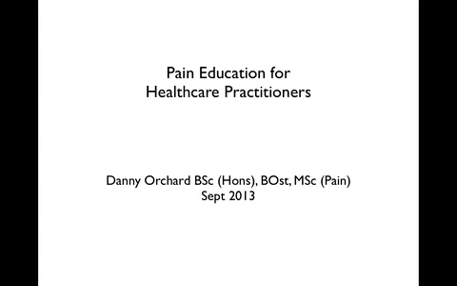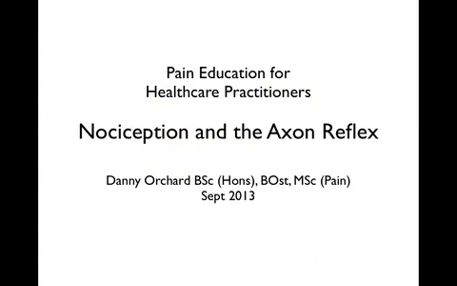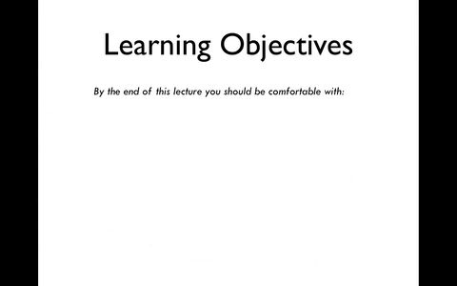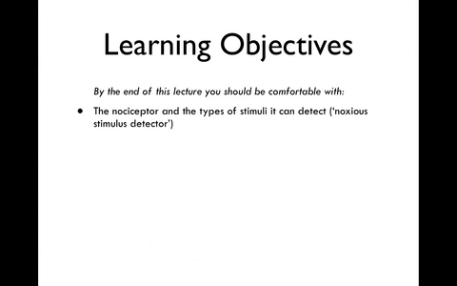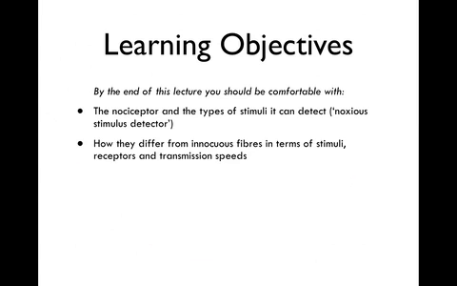Hello and welcome to today's lecture, which is on nociceptors and the axon reflex. By the end of this lecture you should be comfortable with the nociceptor and the types of stimuli it can detect. Nociceptors are also known as noxious stimulus detectors. We'll also cover how they differ from innocuous fibres in terms of stimuli, receptors and transmission speeds.